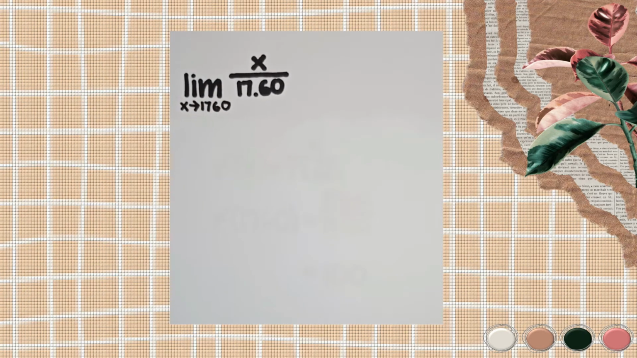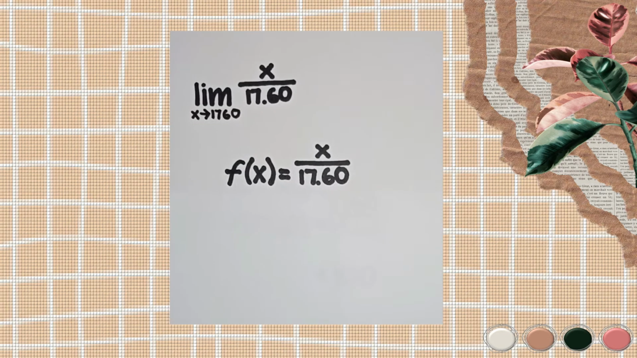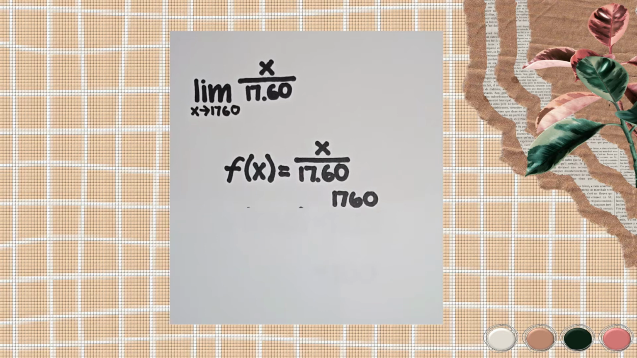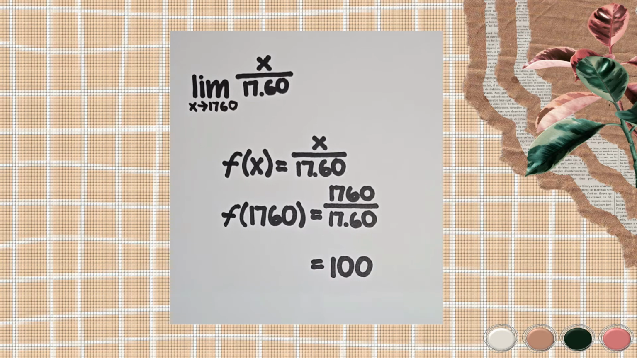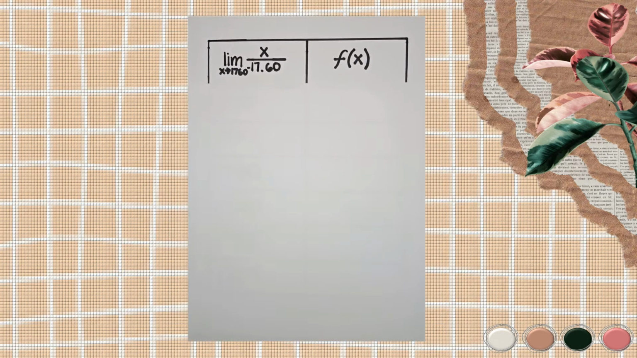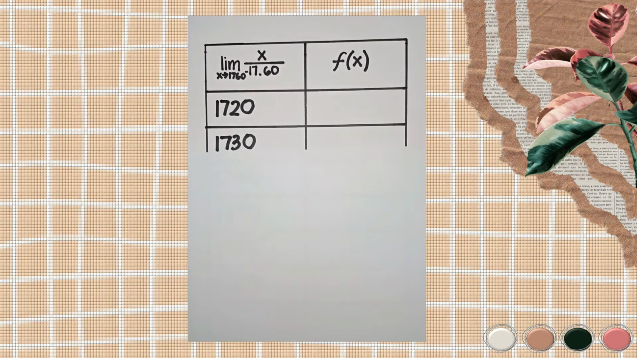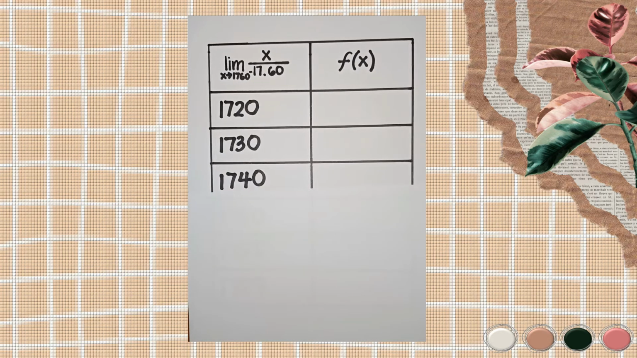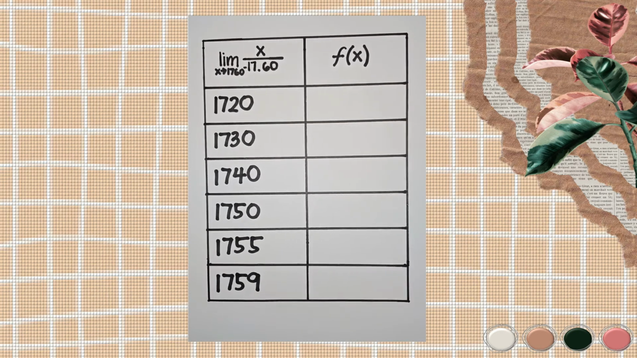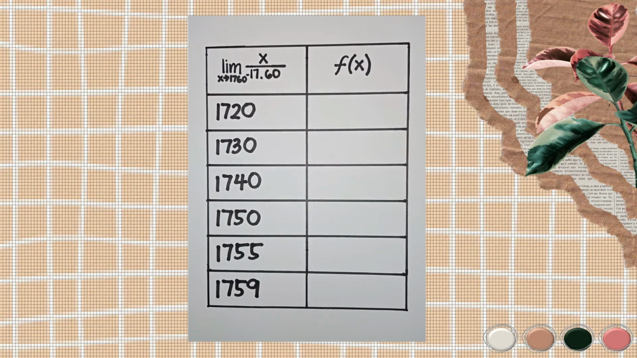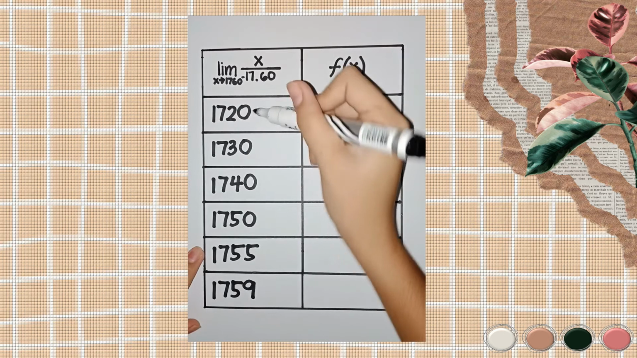First, we need to evaluate the function. The function is x over 17.60. So if we substitute 1,760 in x, we will have f of 1,760 is equal to 100. If we are to do a table of values for this function, we can use 1,720, 1,730, 1,740, 1,750, 1,755, and 1,759 as values of x as we approach 1,760 from the left. We just need to substitute all the values of x to the given function.